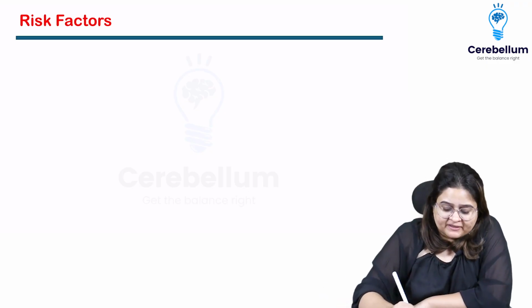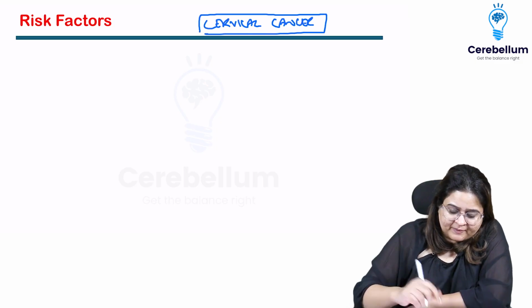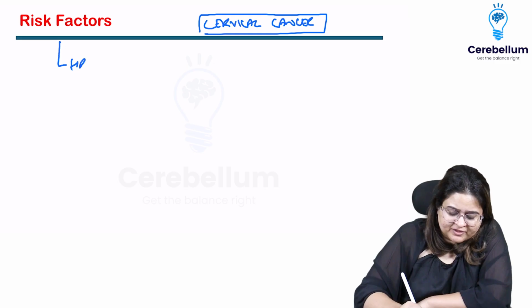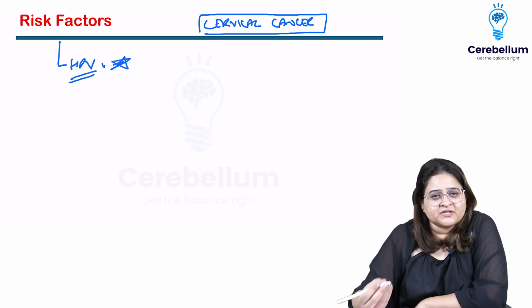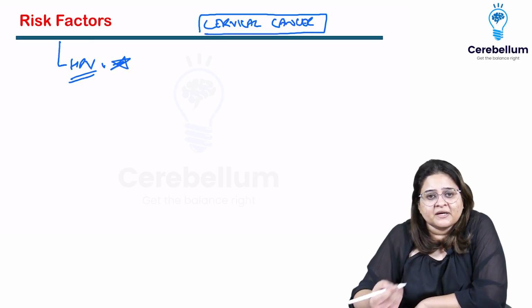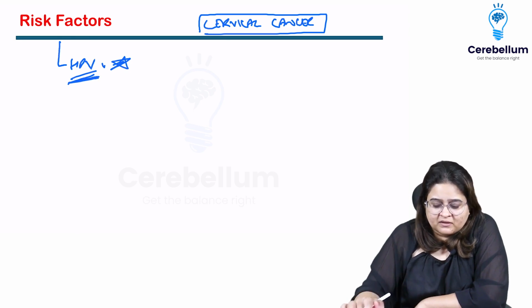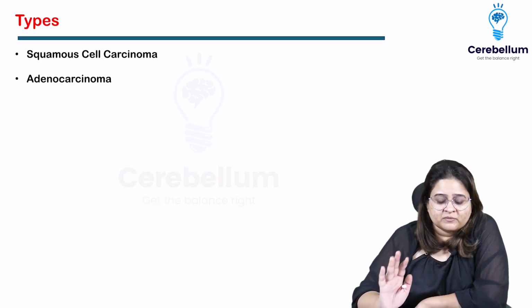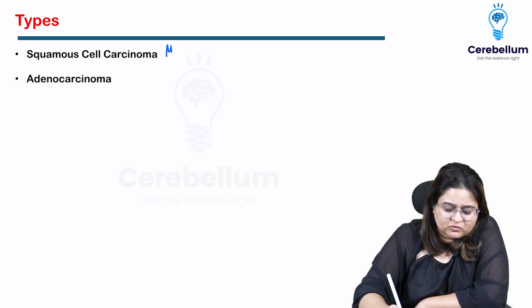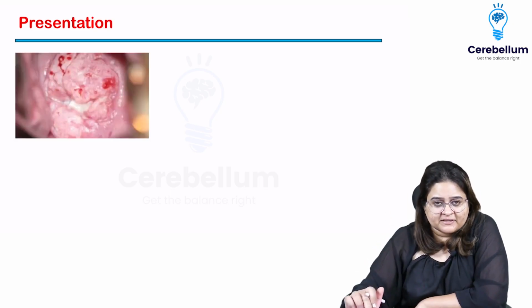Now coming to cervical cancer. In cervical cancer, remember that the primary risk factor is HPV. Apart from this, the risk factors for HPV could be early age at intercourse, multiple sexual partners, PID. All that will increase the risk of cervical cancer because it is increasing the risk of HPV infection. So we know human papilloma virus is what causes it. The most common type is squamous cell carcinoma. If it is an endocervical cancer, then adenocarcinoma can be seen.